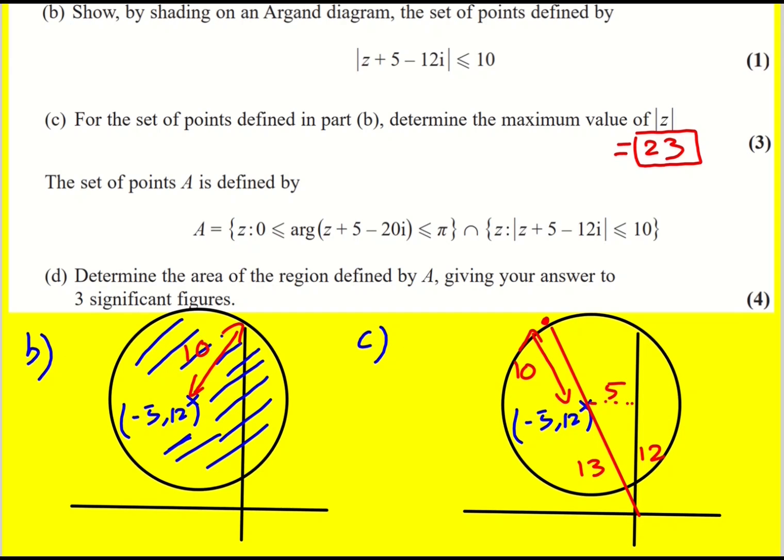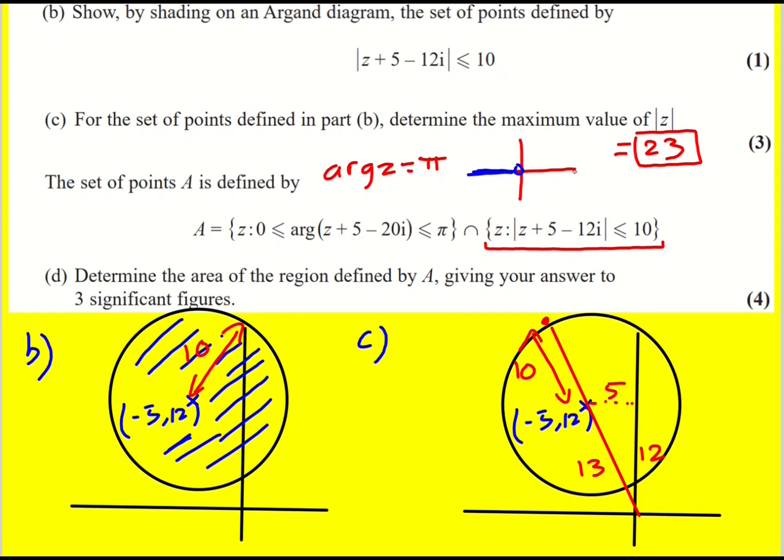Finally, in D, we've got a set of points A defined by this, and we're asked to determine the area of the region defined by A. So on the right is the locus that we drew in part B. That bit is sorted. On the left, it's a different type of locus. If you had arg z equals pi, you draw your Argand diagram, and then a complex number whose argument is pi would be any complex number along this line.